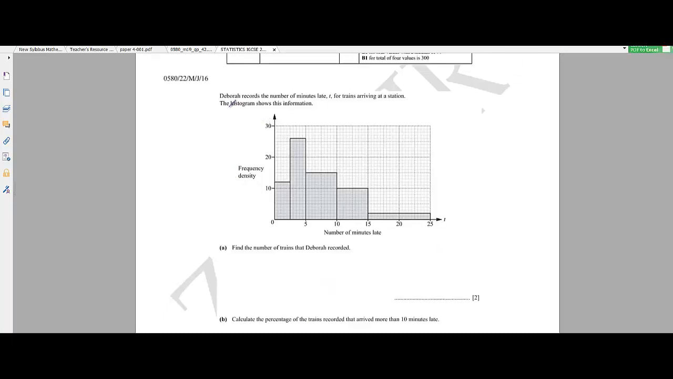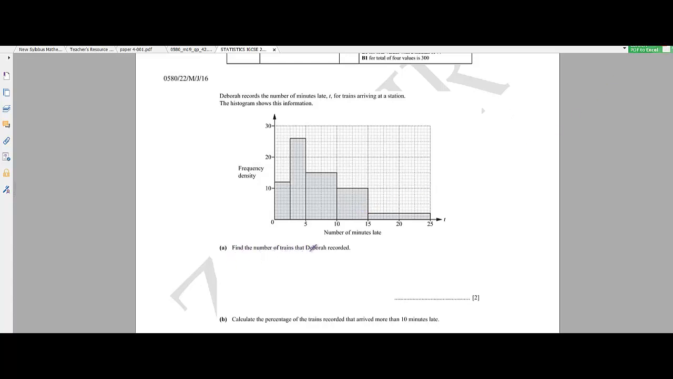Okay guys, look here. Deborah records the number of minutes late for trains arriving at a station. The histogram shows this information. This is the histogram. First you have to see whether this is a simple histogram or a frequency density histogram. What is your opinion?